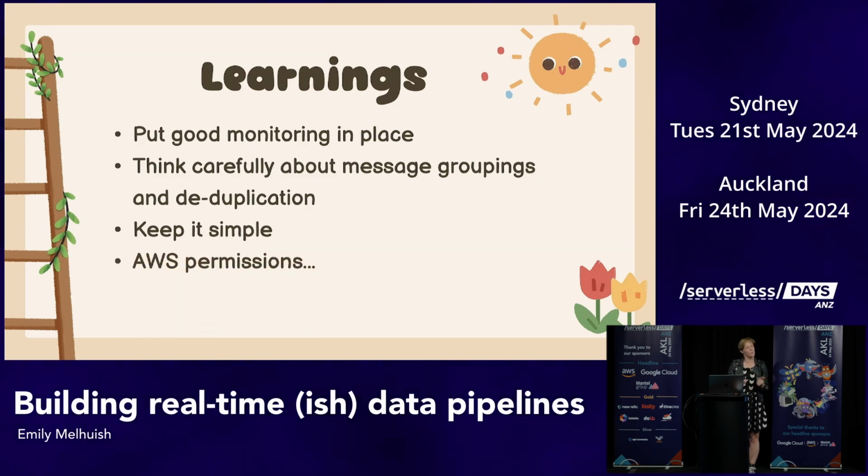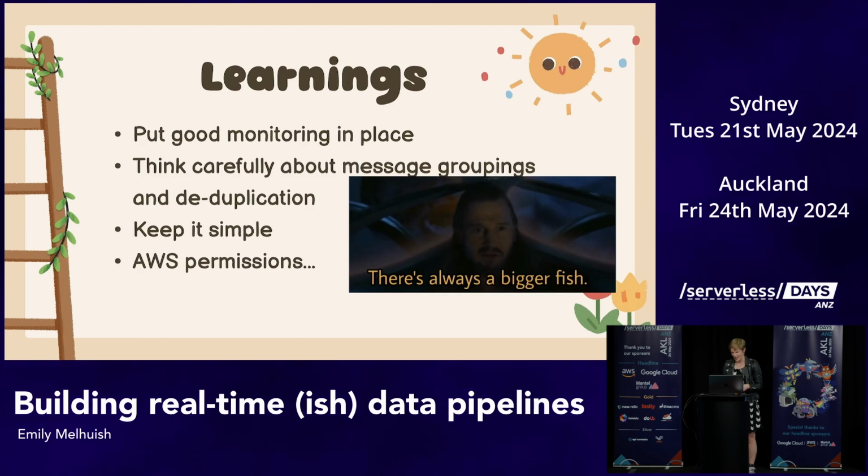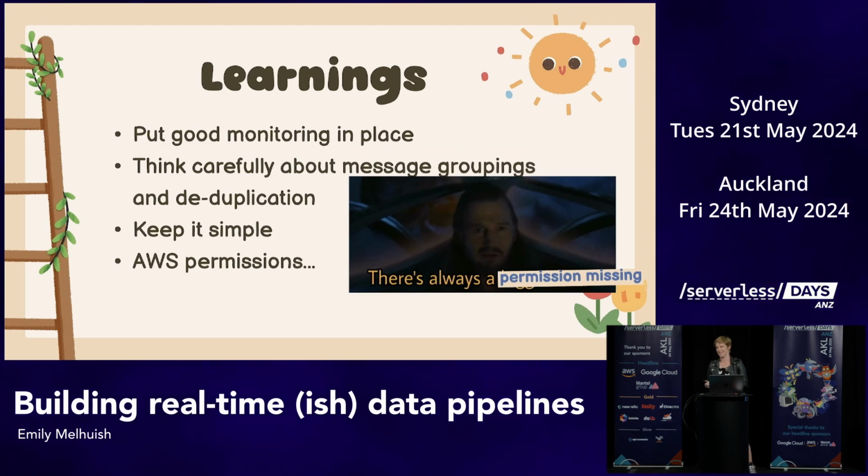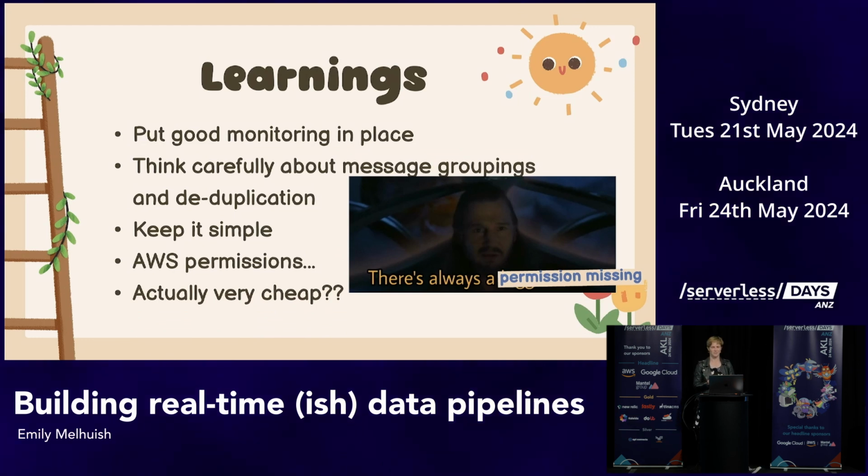AWS permissions are always fun. As the saying goes, there's always a permission missing. So yeah, get that right. You've got to make sure your Lambda has permission to send to the queue and read from the queue, etc. Always a fun time. And it was actually pretty cheap. So yeah, I was very, very happy with that.